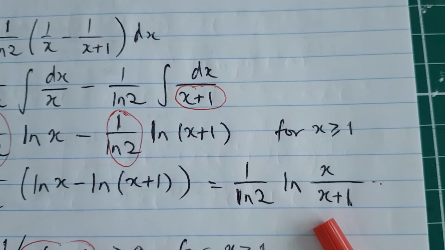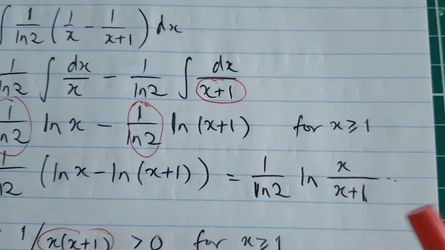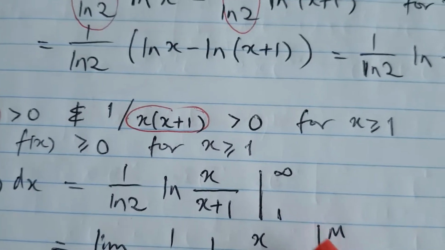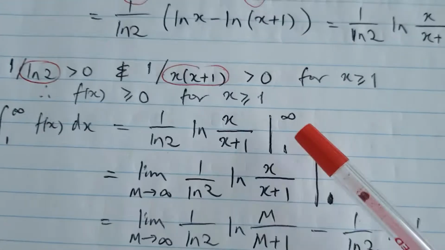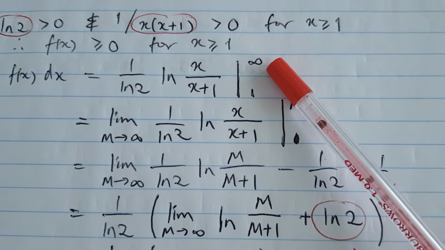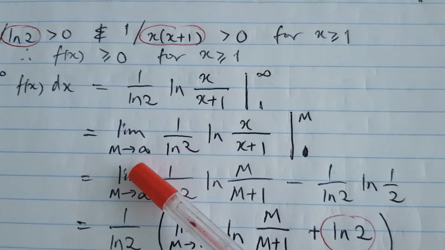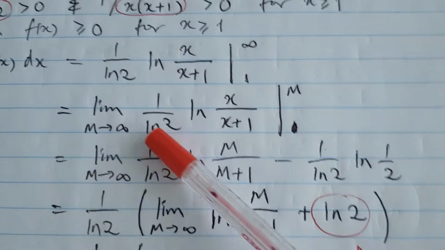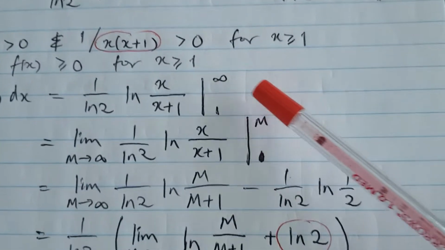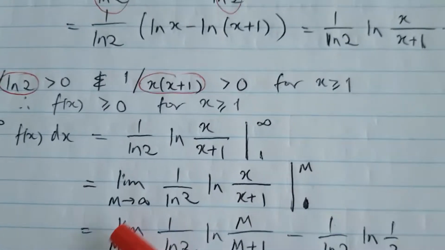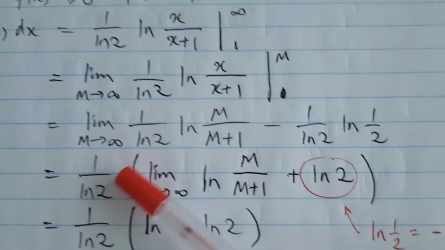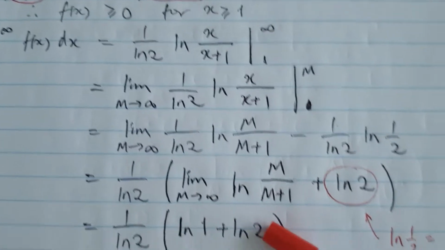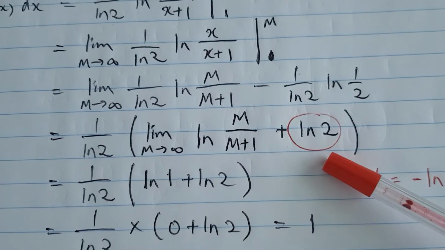So now to get the definite integral, you just have to take this and evaluate it from 1 to infinity. So that's basically what I'm doing here. And then, as usual, instead of working with the infinity, we take that into the limit notation, and replace the infinity with m and let m go to infinity. So do all that, you get this, that, and that.